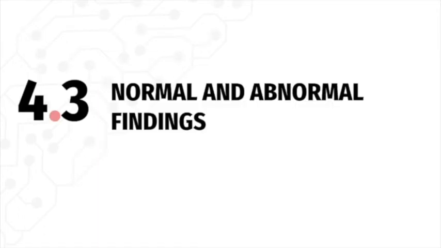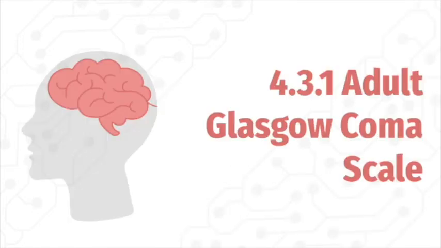Next, we have the normal and abnormal findings of the adult Glasgow Coma Scale and the pediatric Glasgow Coma Scale. First, we have the adult Glasgow Coma Scale. So, the Glasgow Coma Scale is a clinical scale used to reliably measure a person's level of consciousness after a brain injury. So, it assesses a person based on their ability to perform eye movements, speak, and move their body.